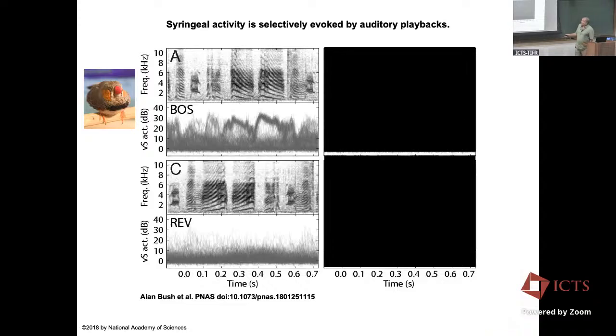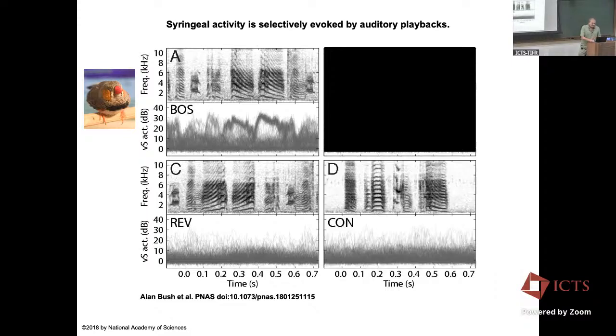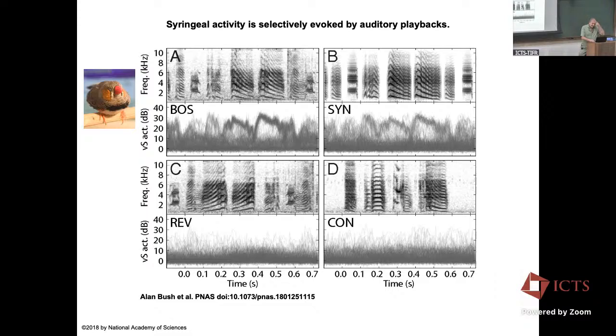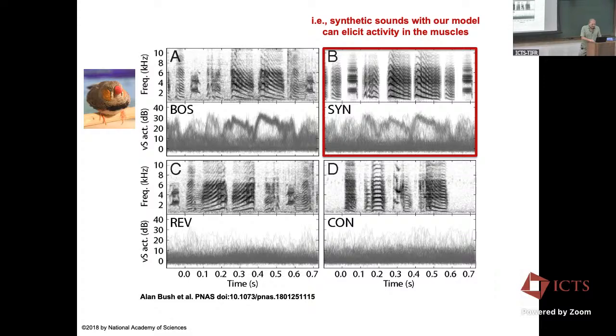Here it is what happens when you play the reverse song. So it's the same notes, but in the reverse order, when you have the conspecific. And here it is when you play the synthetic copy. You can elicit the whole sound. So this is done with synthetic sounds, and we can elicit the activity of the muscles.